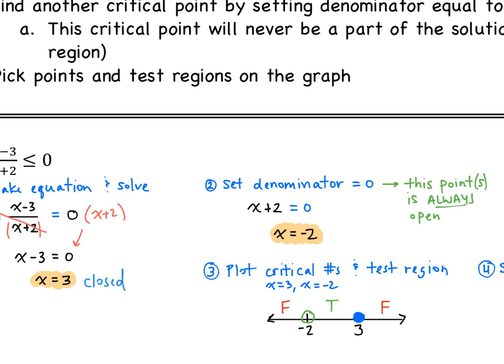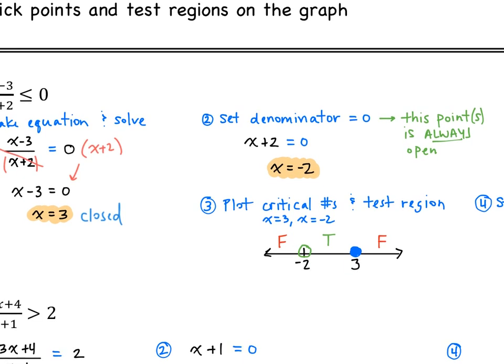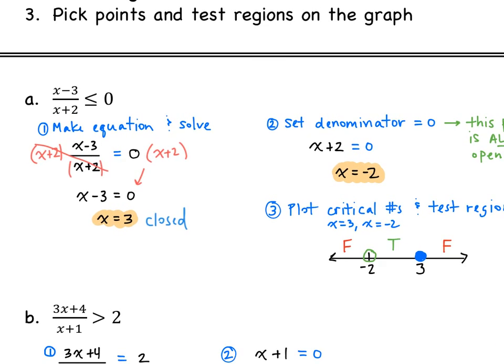Now we're ready to test our points. So we test our region. And remember, when we are testing our region, we always go back to the original inequality. Our original inequality is over here. So over here, I'm going to test when x equals negative 3. When x equals negative 3, I get a negative over a negative when you plug that in, which goes to a positive. Positive can never be less than 0, so I know it's false there.